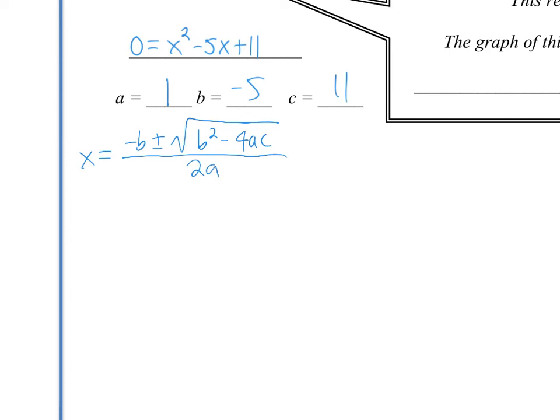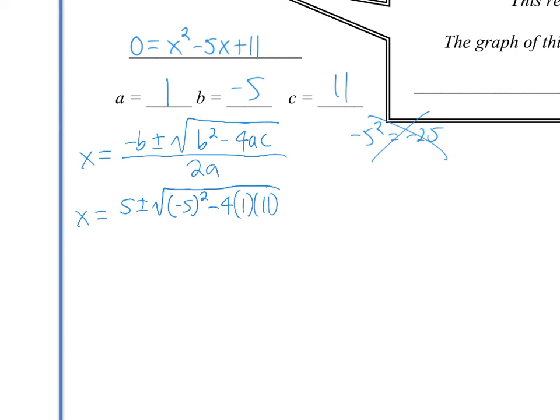All right, let's plug it in. X equals opposite of b. B is negative 5, so the opposite of b is going to be positive 5. Square root of b squared. Now this is where we got to be careful. It's negative 5, so put negative 5 in parentheses squared like this. Because if you just do negative 5 squared, that equals negative 25, which is not correct. It is negative 5 times negative 5, which is positive 25. Just be careful with that. A is going to be 1, C is going to be 11, all over 2 times A, which is 1.